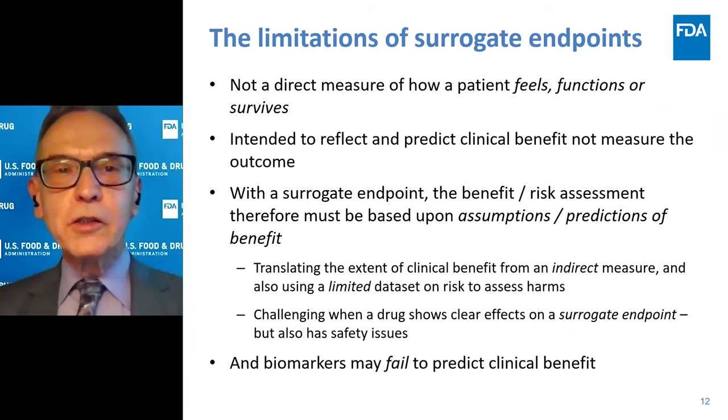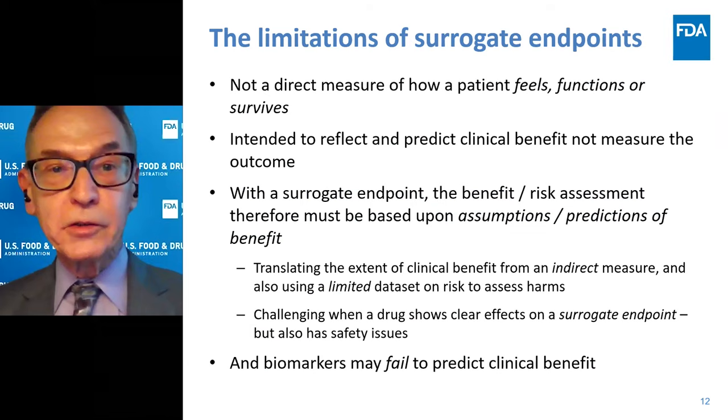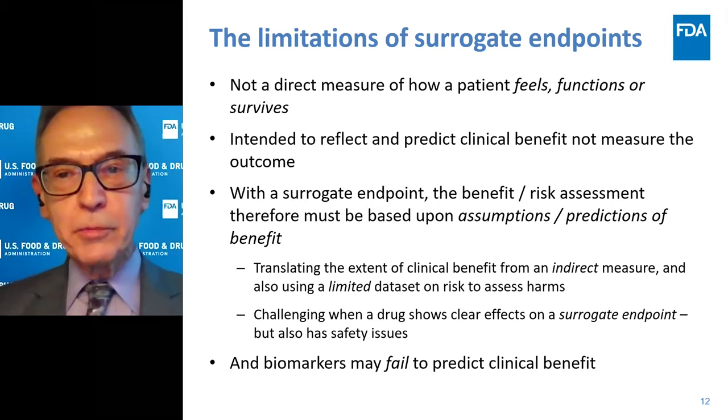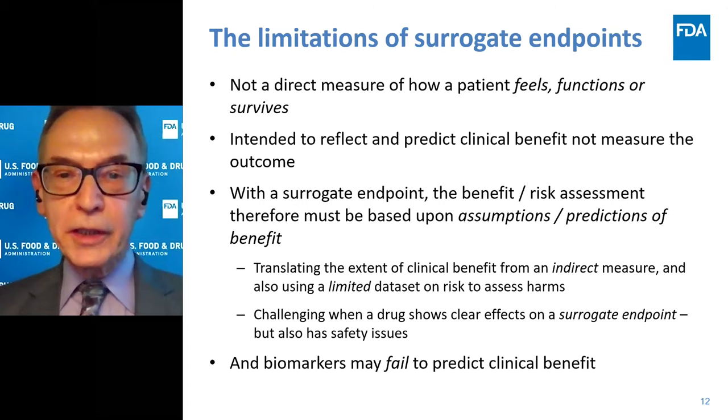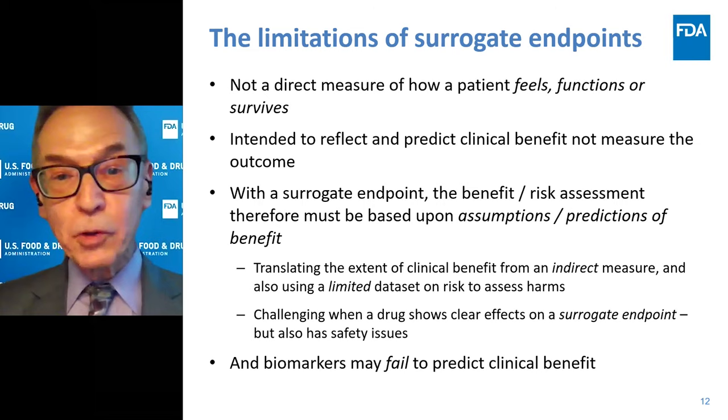So it's important to recognize that there are limitations to the use of surrogate endpoints. They can be fallible. They are not a direct measure of the way a patient feels, functions, or survives. Instead, they're intended to reflect and predict clinical benefit that's not measured by the biomarker itself. With the surrogate endpoint, the benefit-risk assessment, therefore, has to be based on assumptions and predictions of benefit and not on observed benefit. And in some situations, biomarkers may actually fail to predict clinical benefit.